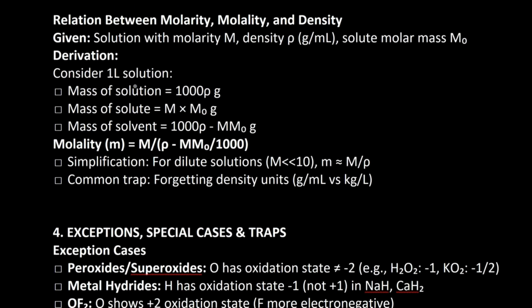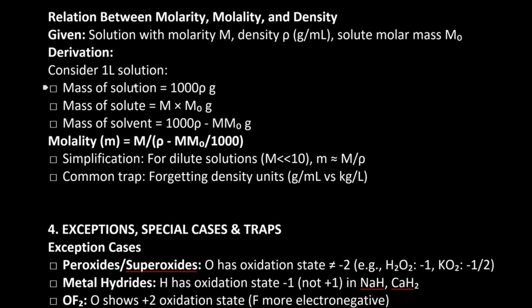It's almost the same though. Then the relation between molarity and density. Here you see the solution with molarity M, density rho, and a molar mass M0, which gives this relation: molarity is equal to M by density minus M into molar mass divided by 1000. For a very dilute solution, where molarity is less than 10, you can take this equation to get the answer very quickly.